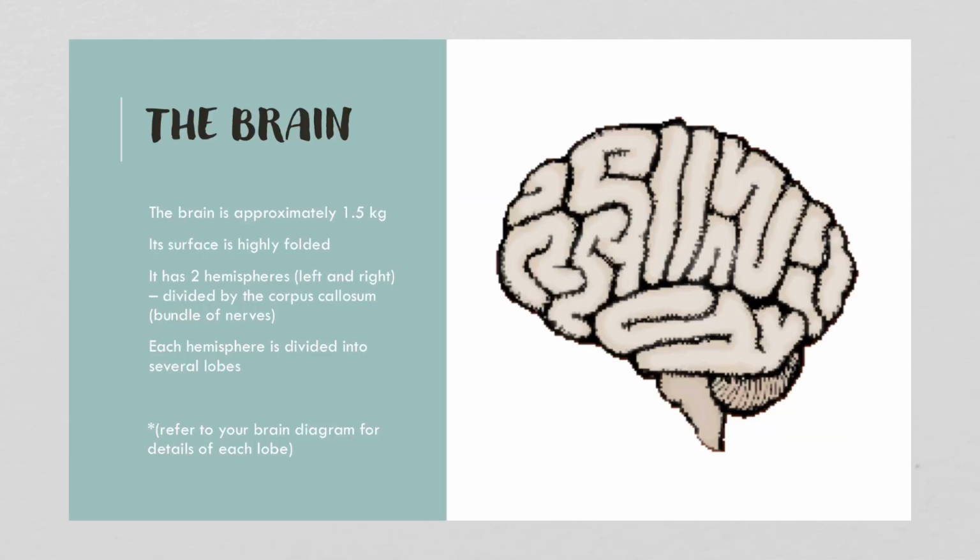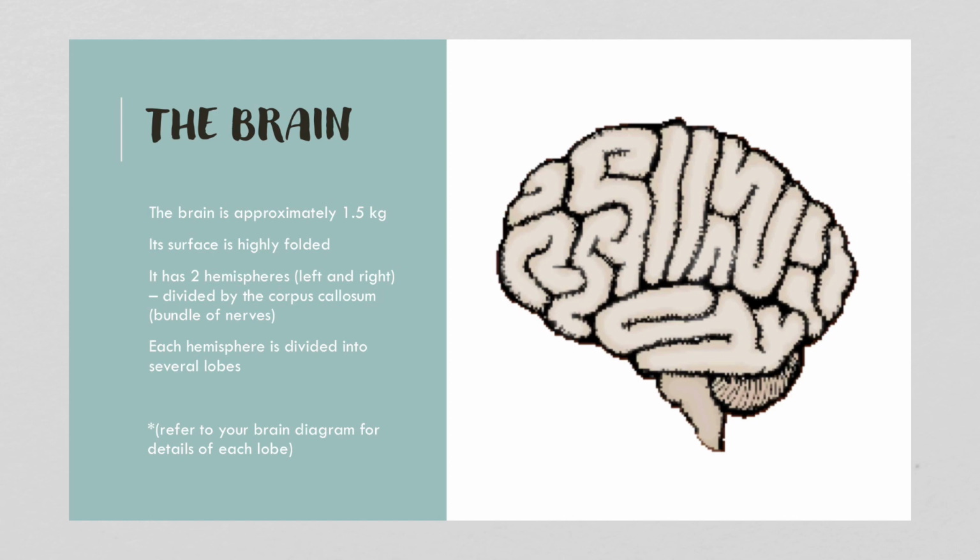So some fun facts about the brain. The brain's about 1.5 kilograms in size, and that varies between people. Its surface is highly folded, and those folds are very important. Those determine our higher order thinking. If you look at other mammals, they won't have as highly folded cerebral cortexes.